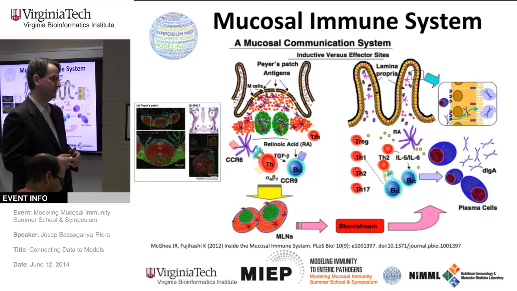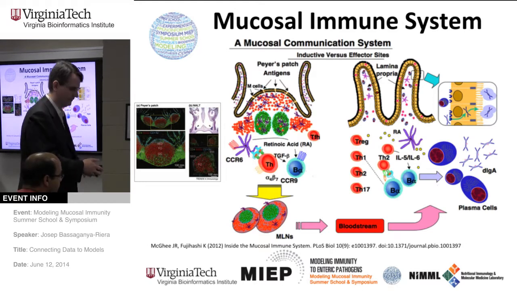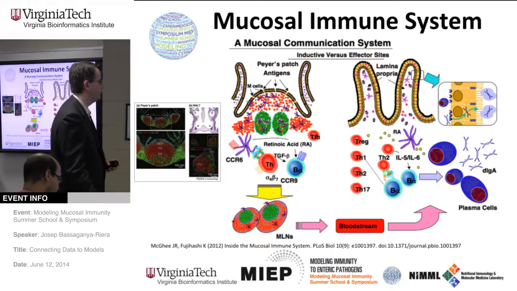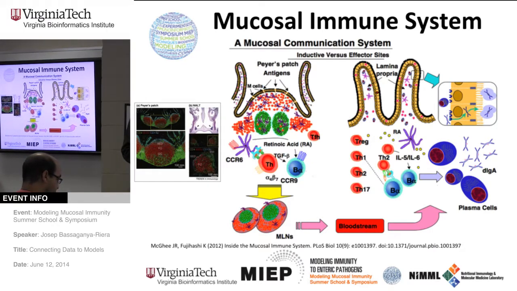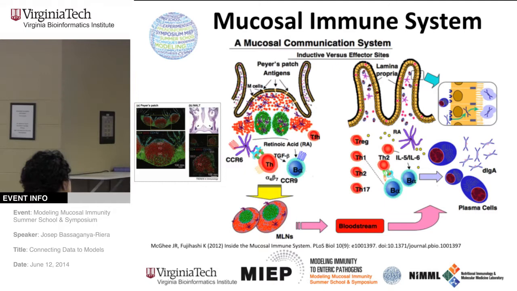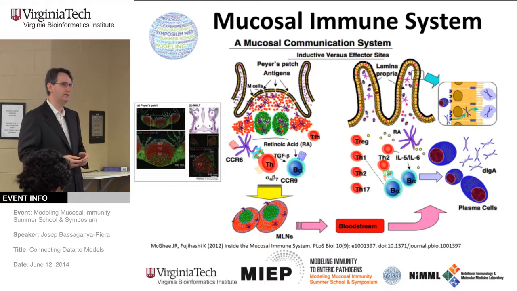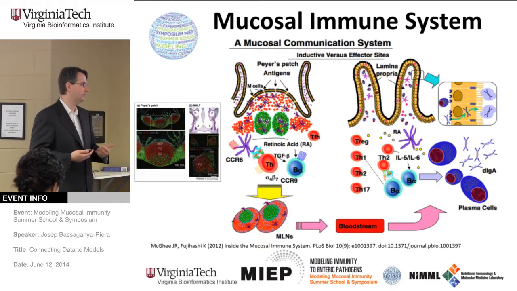We have the inductive sites where the immune responses are initiated, and in here, you can see that we have the Peyer's patches as one of the inductive sites represented, the lamina propria as one of the effector sites. So the inductive sites is where the immune responses are initiated. The effector sites are where the immune responses take place. And so, for instance, in this representation, we have the colonic lamina propria, which is covered by a monolayer of epithelial cells. And Dr. Allen discussed the turnover of these epithelial cells and the importance of this turnover in the context of infection or just homeostasis.